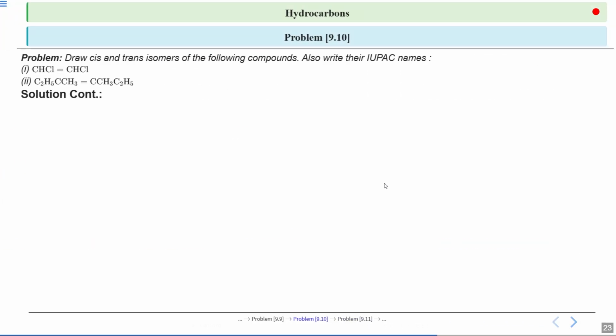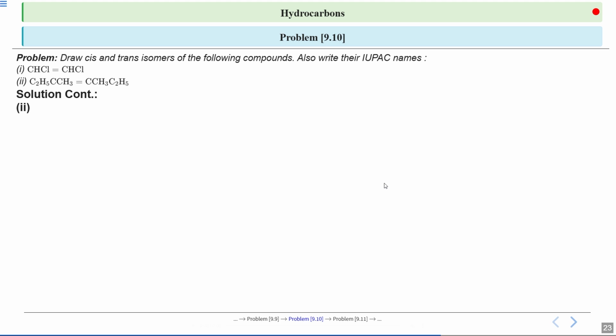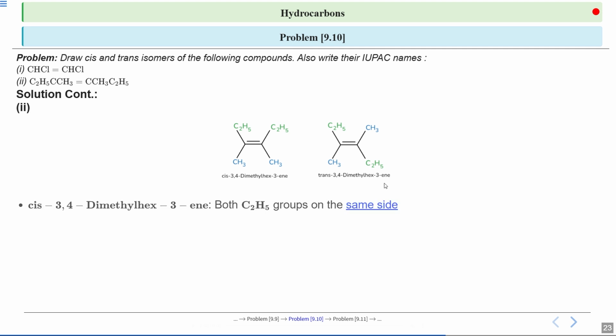Continuing further, now we are moving on to the second compound, which is C2H5 CCH3 double bond CCH3 C2H5, which will explore the cis and trans isomer. Remember, the arrangement of groups around the double bond determines whether it is a cis or trans isomer. Here we have an image that visually represents the cis and trans isomer of the second compound. Take a moment to observe how the groups are arranged around the double bond in each isomer. This visual will help us to understand the structural difference between the two isomers.